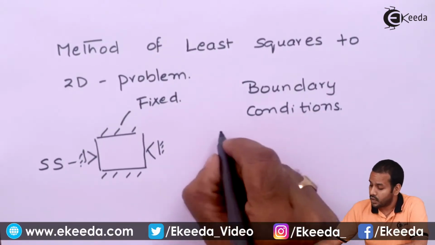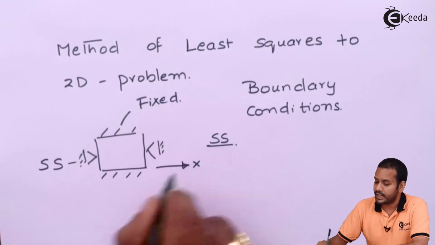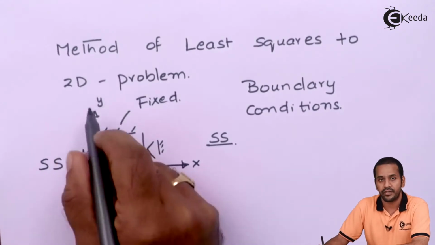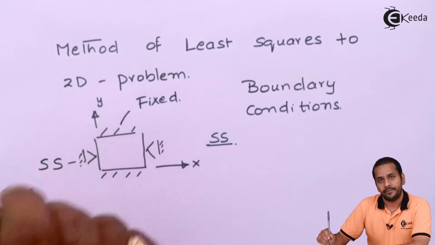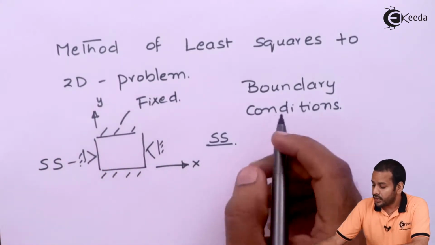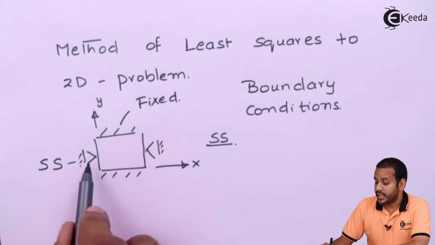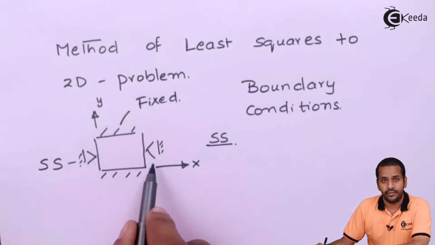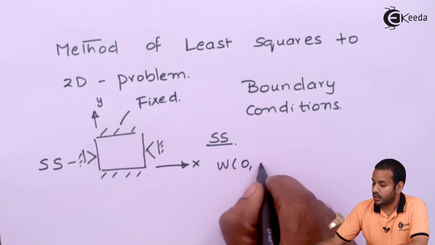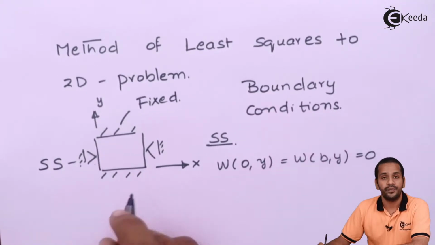Boundary conditions. So what are the simply supported boundary conditions? If you assume this dimension as x, this dimension as y, and the plane perpendicular to the paper is z, the dimension that is perpendicular to the paper is the z direction, then with this setup, what are the boundary conditions for the simply supported, that is for left as well as on the right? So one thing is w at 0 comma y is equal to w at b comma y equal to 0.